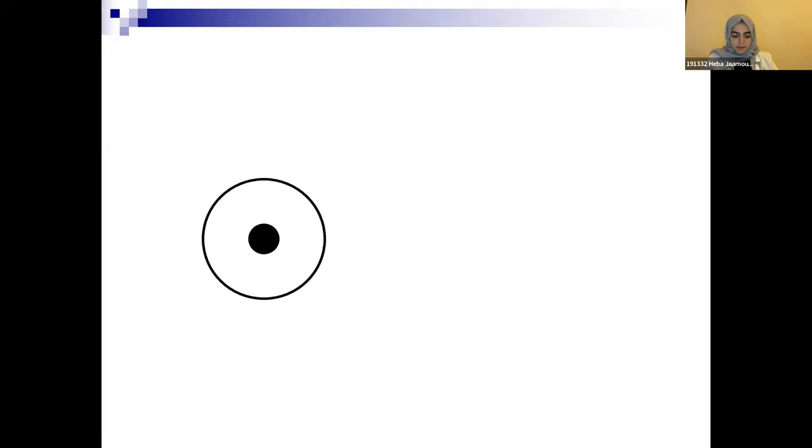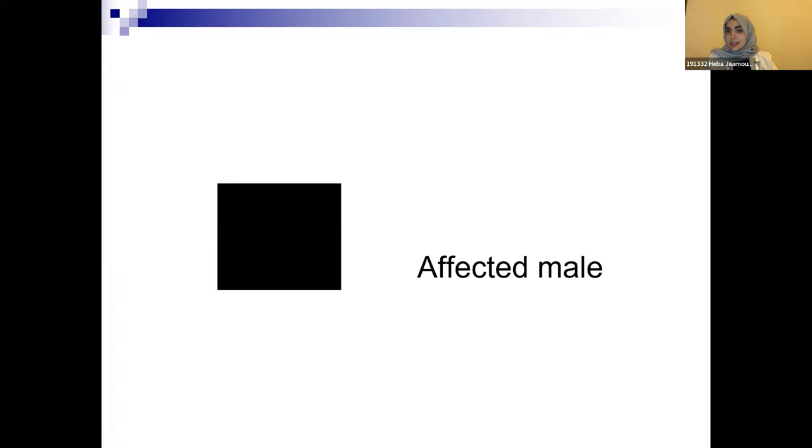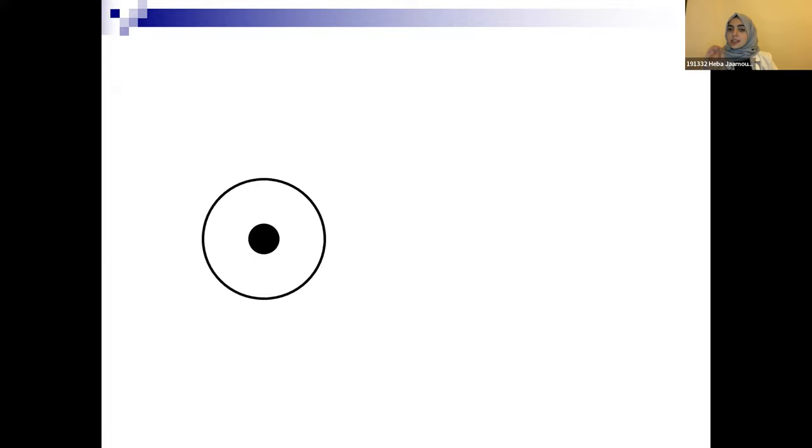So the next one. A carrier, exactly. And since it's a circle, it's a female. So remember, completely shaded is a completely affected individual. Partially shaded is just a carrier, meaning they have one normal variant and one affected variant. So some of the circle is normal and some of it is not. So this is a carrier.